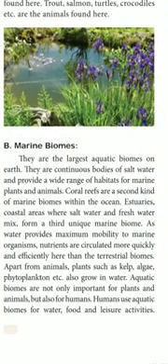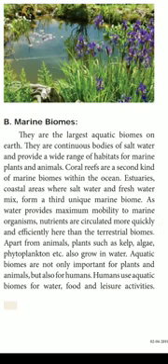Marine means sea, isn't it? This is the salt water. So they are the largest aquatic biomes on the earth. Which is the largest aquatic biome on the earth? It is the marine biomes. They are continuous bodies of salt water and provide a wide range of habitat for marine plants and animals.